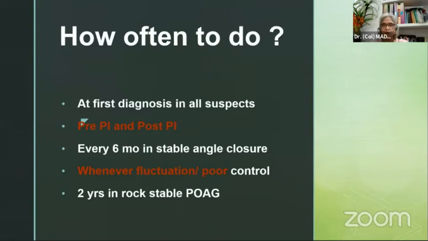So how often do we do it? At first diagnosis in all suspects, in all the patients, pre-PI and post-PI, every 6 months in a stable angle closure, and whenever the fluctuation is there or the control is poor, every 2 years in patients of POAG.